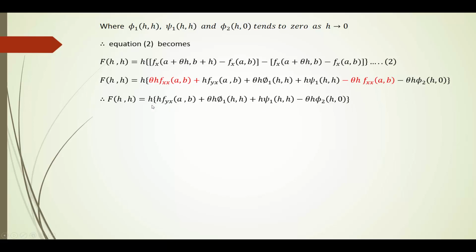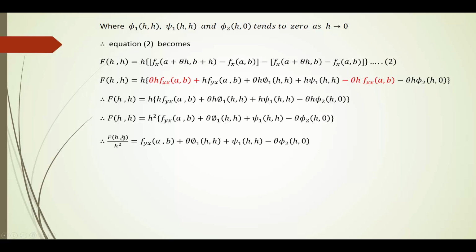Taking h common from this bracket, we get h square. H square inside the bracket f_yx(a, b) plus theta phi_1(h) plus psi_1(h) minus theta phi_2(h, 0). Divide by h square, we get f of h upon h square equal to f_yx(a, b) plus theta into phi_1(h) plus psi_1(h) minus theta into phi_2(h, 0).